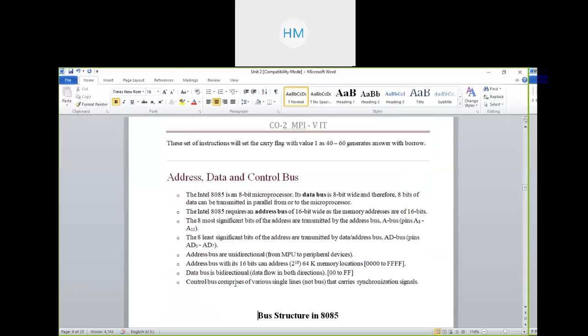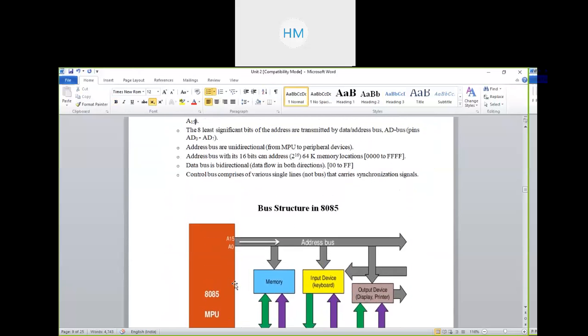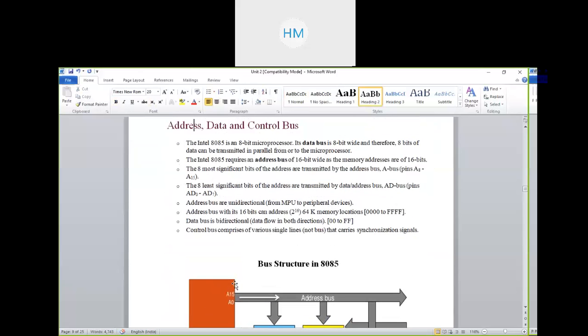Then we will study address, data and control bus. This is a very important topic, because without this you can't run the microprocessor. It cannot fetch any instruction, it cannot read any data.